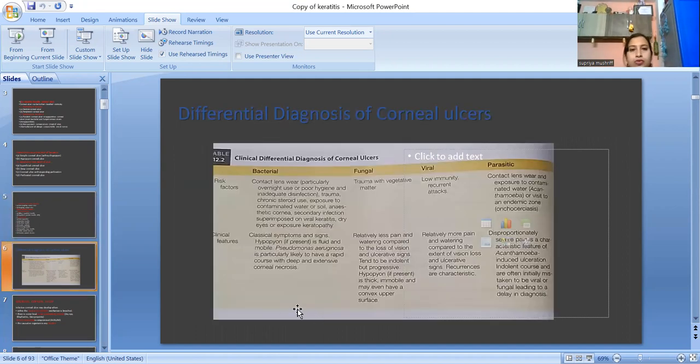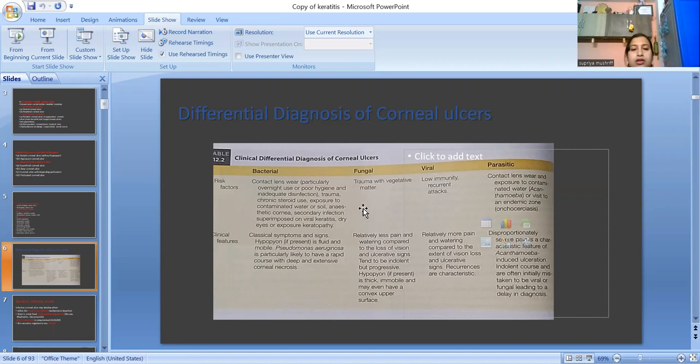Now, this is the classification for differential diagnosis of corneal ulcer: bacterial, fungal, viral, parasitic. Risk factors of bacterial corneal ulcer include contact lens wear, particularly overnight use or poor hygiene and inadequate disinfection, trauma, chronic steroid use, exposure to contaminated water or soil, anesthetic cornea, secondary infection superimposed on viral keratitis, dry eyes, and exposure keratopathy. The clinical features include classical symptoms and signs. Hypopyon, if present, is fluid and mobile. Pseudomonas aeruginosa is particularly likely to have a rapid course with deep or extensive corneal necrosis.